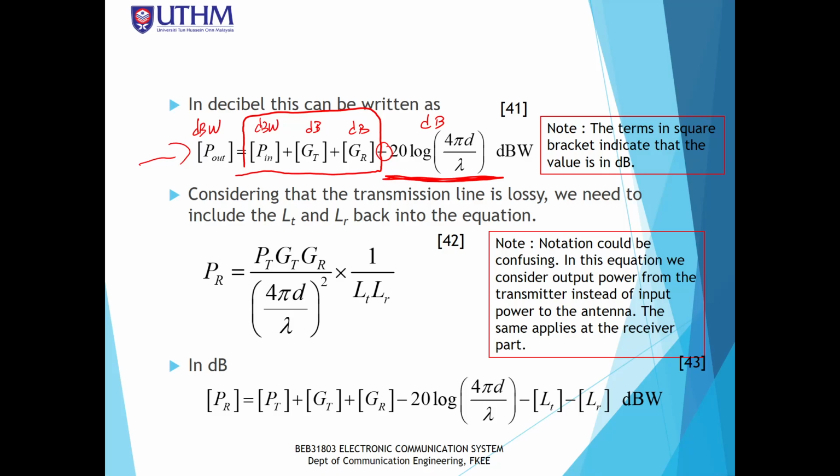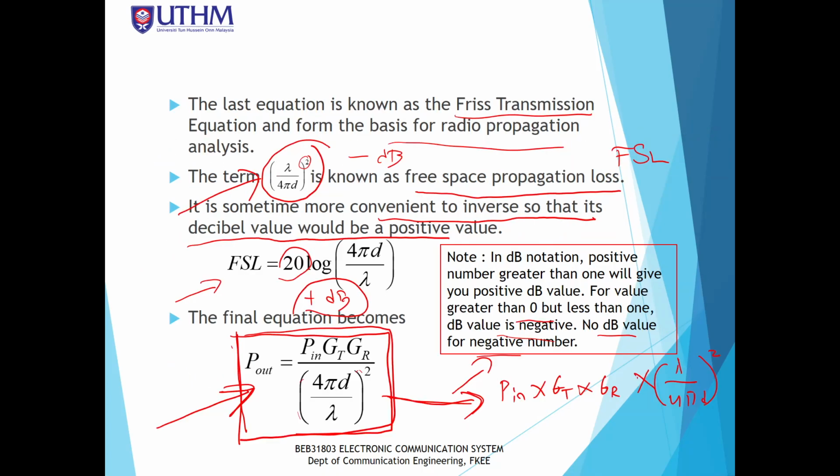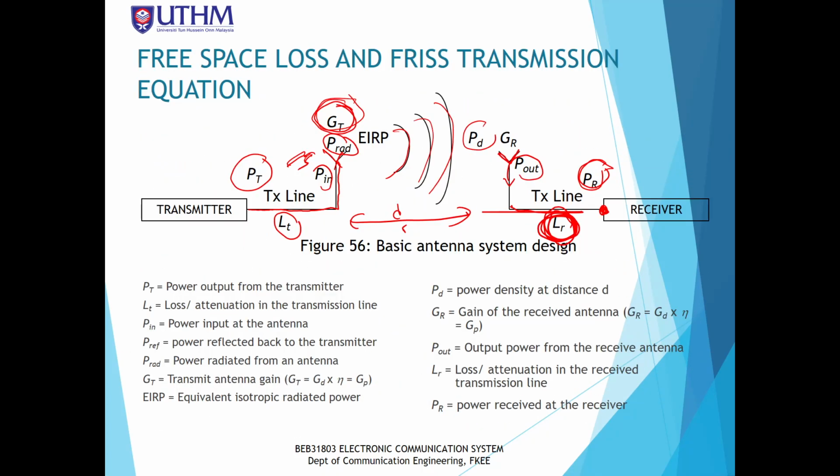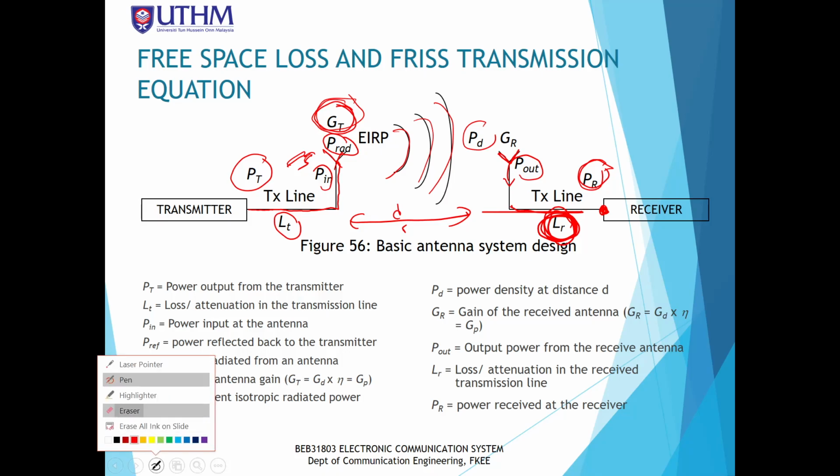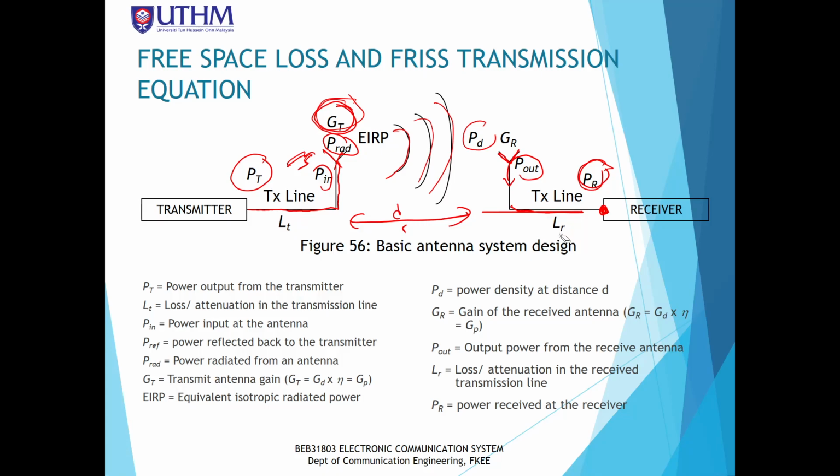And let's say we have losses at the transmission line, LT and LR. Let's say there are losses. So now we see losses, LT and LR. So what if we have LT and LR?